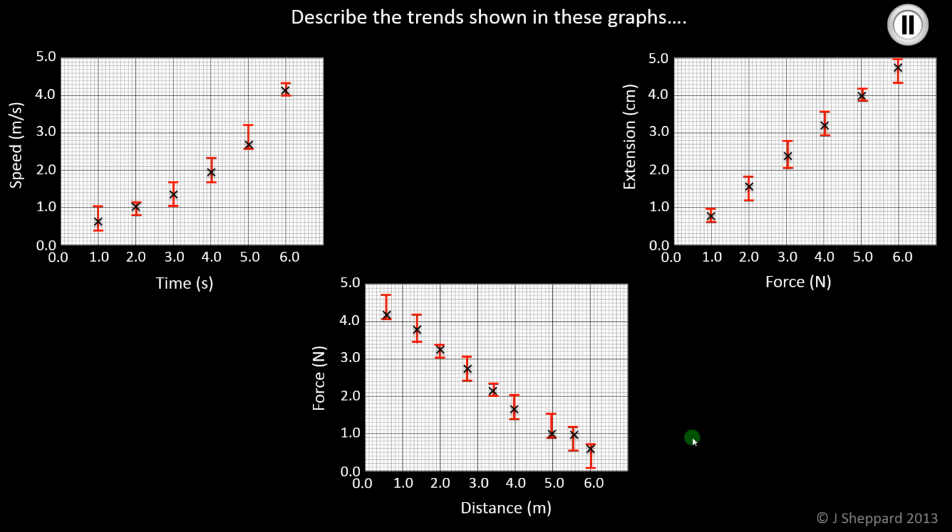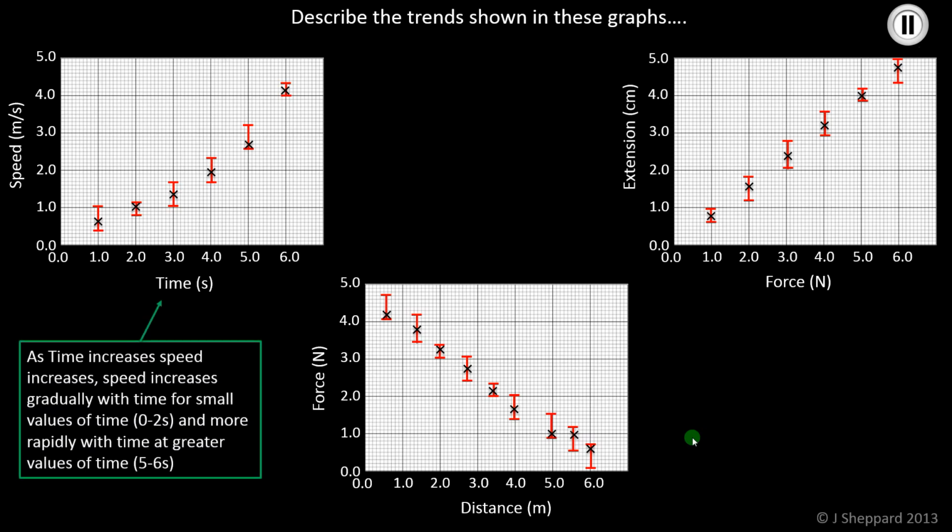Okay, so the first graph we've got has time and speed on the axes. Remember, the independent variable is always on the horizontal axis, so we know which one is which from the graph. In this experiment, no idea what it is, but we're just describing it. As time increases, speed increases. You can see they go up together.